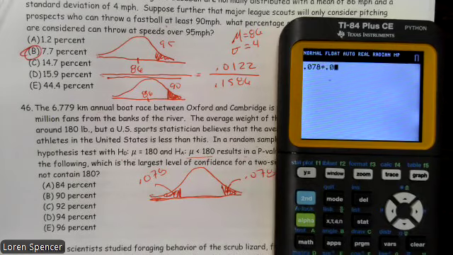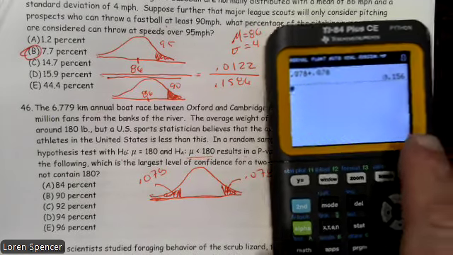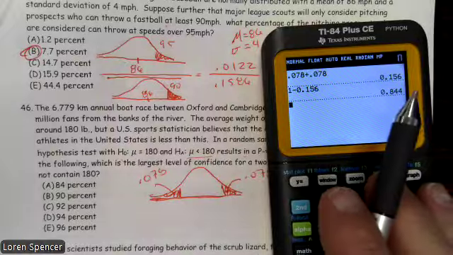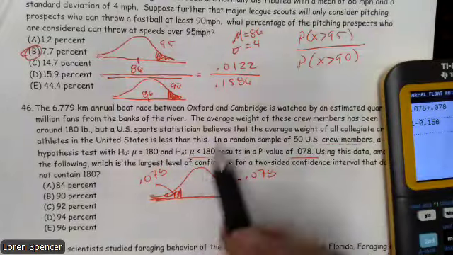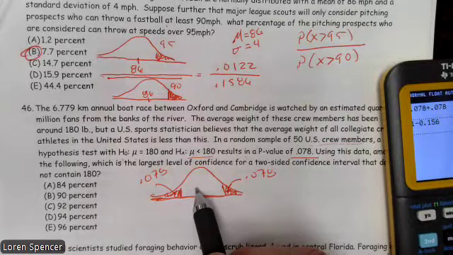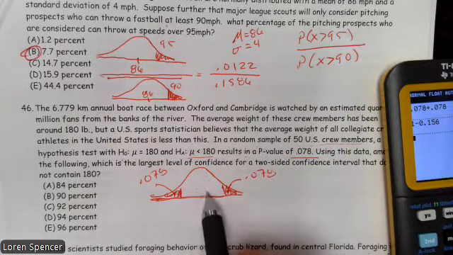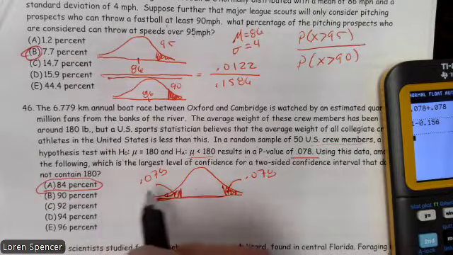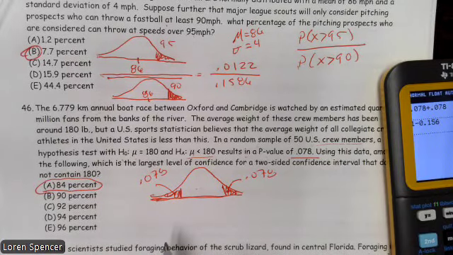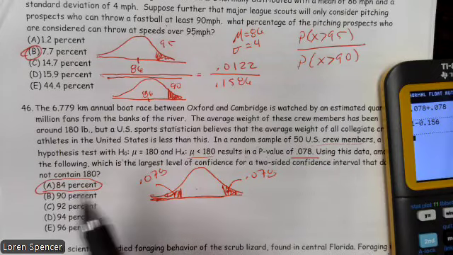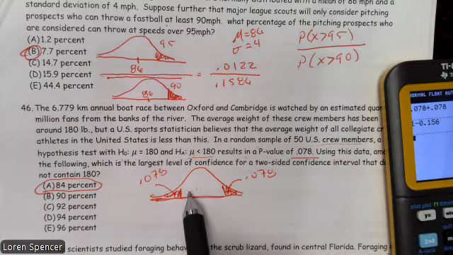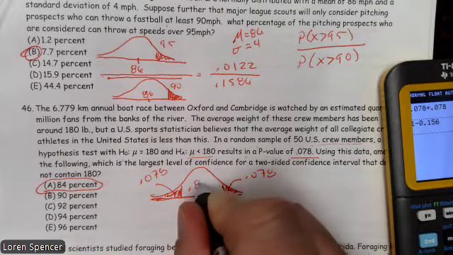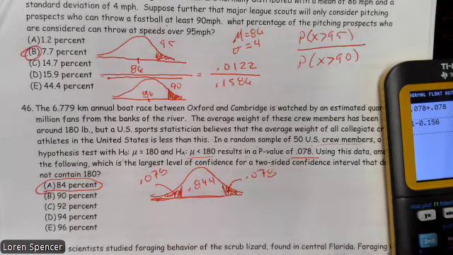0.078 plus 0.078 is 15.6%. 1 minus that is 84.4%. So the max it could be is 84.4%. They don't have that as a choice, so 84% is our best answer. It could have been 84.3, 84.2, 84.1, or anything less than 84.4. It could not be more than 84.4 because this area right here is 0.844.